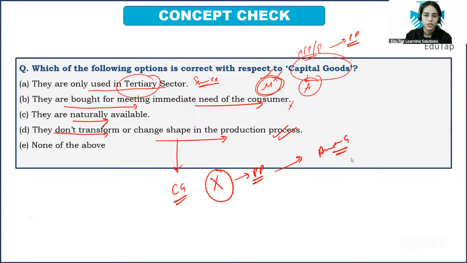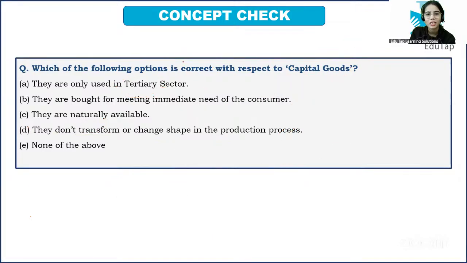Yes, Tisha. So D is the answer here. D is the answer here because, okay, sorry. The question should be which of the following is incorrect? No, the question is correct. So E is not the answer.